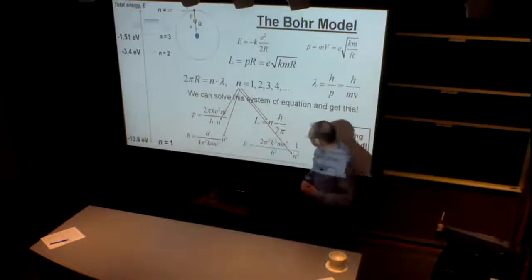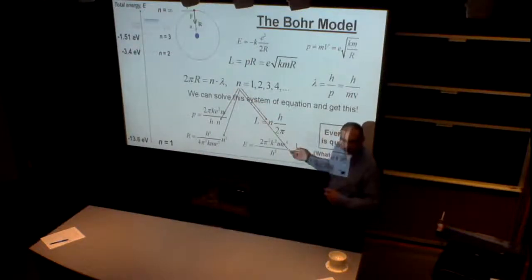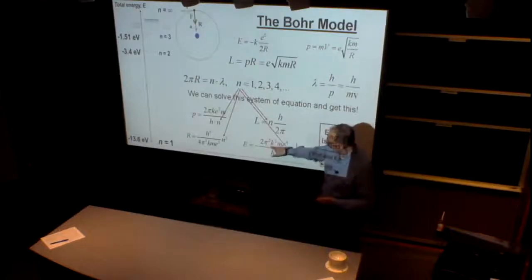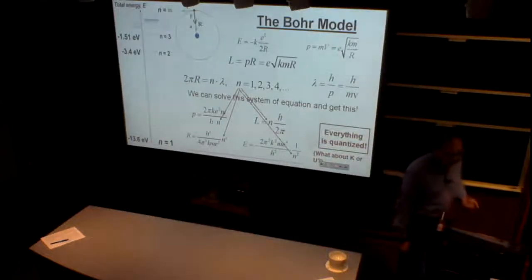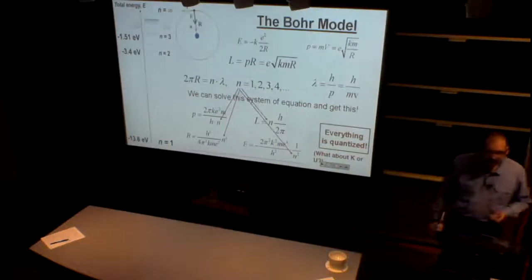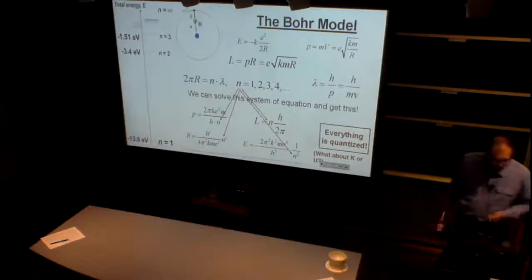There's only one expression which is really important for us, for total energy. Turns out total energy is inversely proportional to that number squared with a fixed coefficient. And since we know the value of pi, Coulomb's constant, the mass of the electron, charge of the electron, Planck's constant, we can calculate this coefficient. And in joules, it's a very weird number, but in electron volts, it's negative 13.6. That's it.